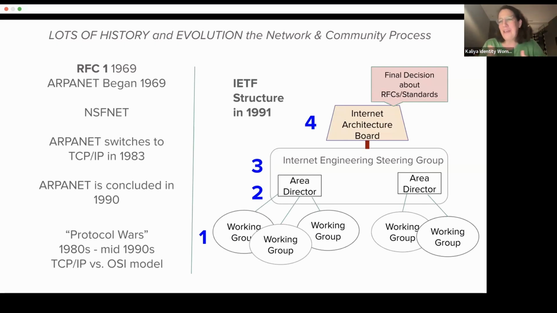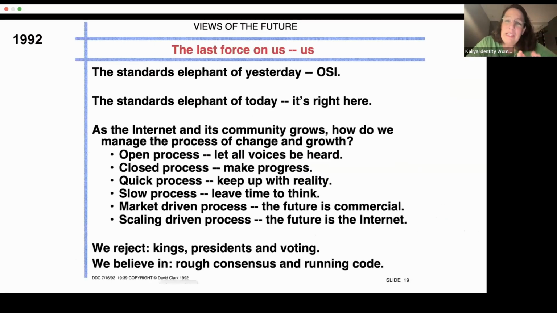And this communication coming from the IAB at their first meeting in their new organization, ISOC, put the IETF into a tizzy. And in their July meeting, this slide was presented as part of a presentation by David Clark in the plenary. Many people will say this very last line of this slide, rough consensus and running code. And this is the original context of this phrase at the bottom. We reject kings, presidents, and voting, and we believe in rough consensus and running code. And it captured the zeitgeist of the organization.